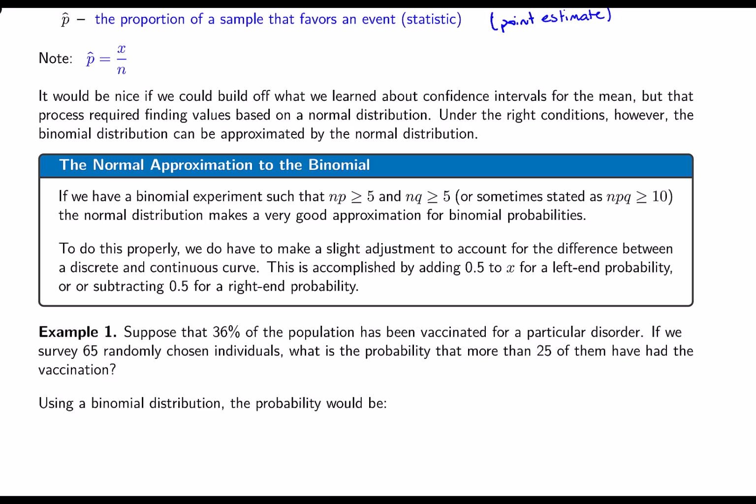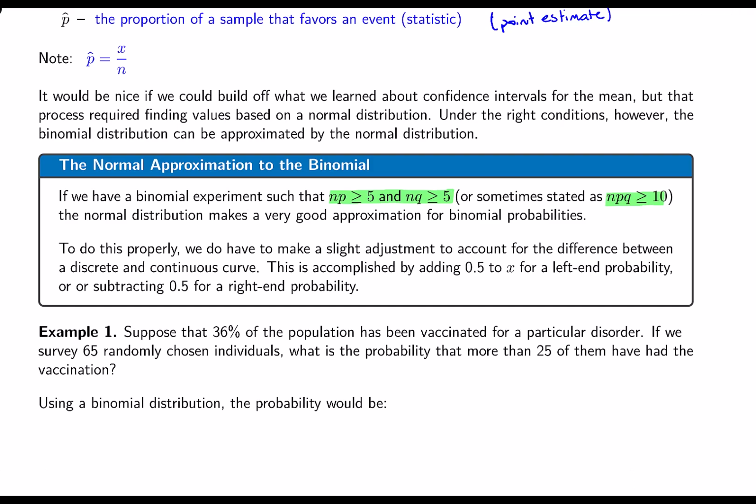This is called the normal approximation to the binomial. And it says that if you have a binomial experiment such that n times p is greater than or equal to 5 and n times q is greater than or equal to 5. Now, these rules right here are not always agreed upon. Sometimes you'll see the rule as n times p times q has to be greater than or equal to 10, or n times p has to be greater than or equal to 10, and n times q has to be greater than or equal to 10 instead of 5.